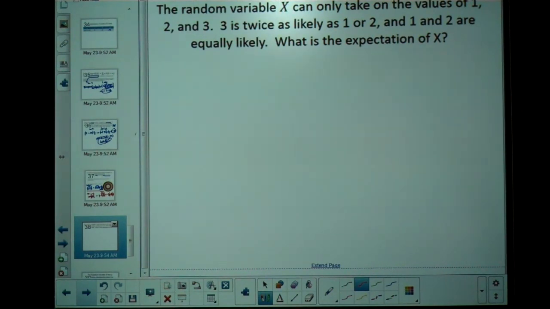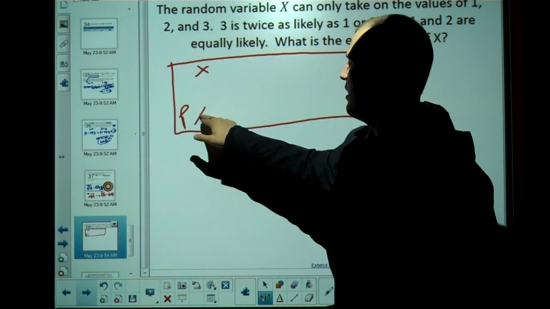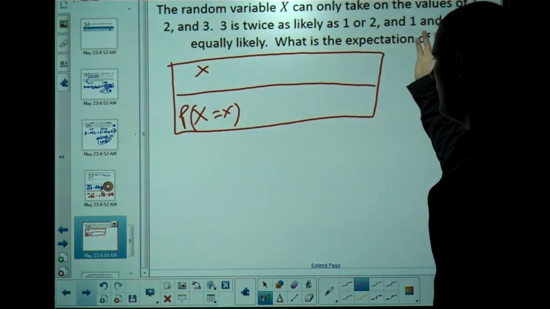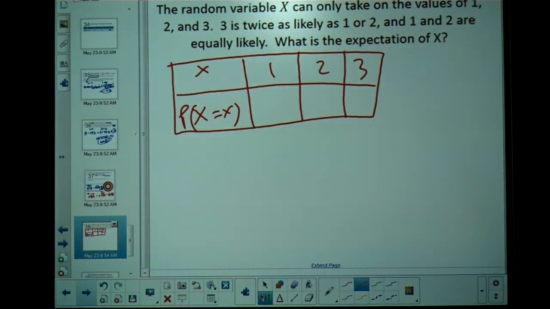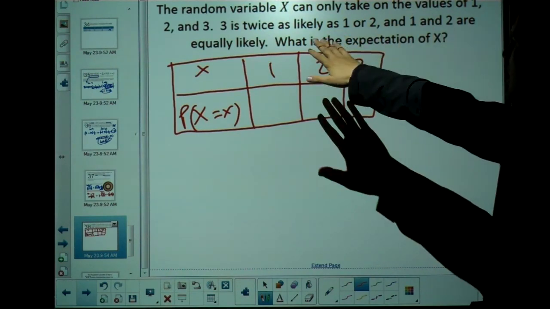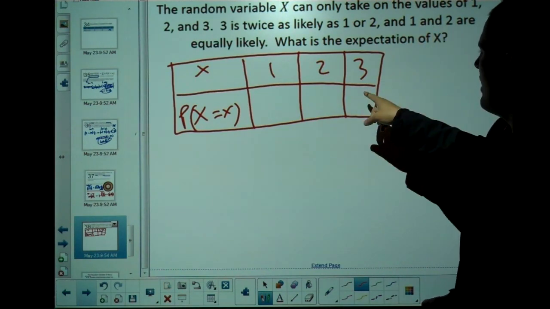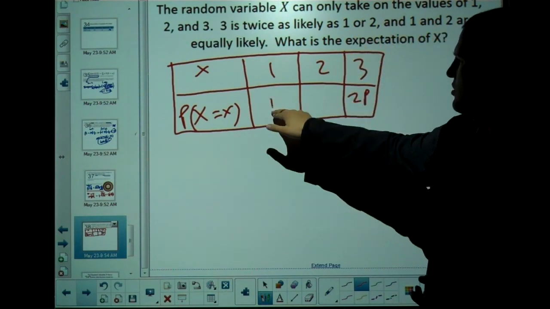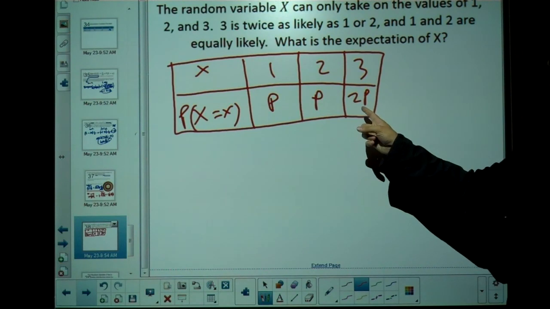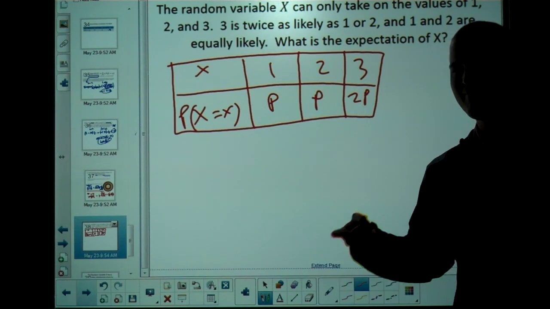We can do this sort of intuitively. To me, the easiest way to do it is to make one of those distribution tables. And so I've got my outcome, the probability of that outcome, and we list the outcomes out as 1, 2, and 3. And so I want to write down symbolically what they told us. They said that 3 is twice as likely as 1 or 2. And so if 3 is twice as likely, I'm just going to say it's double the probability of those. 1 and 2 are equally likely, so they have some probability. 3 is twice as likely.